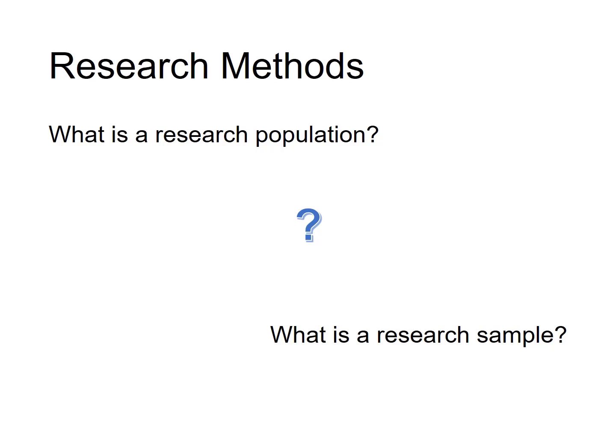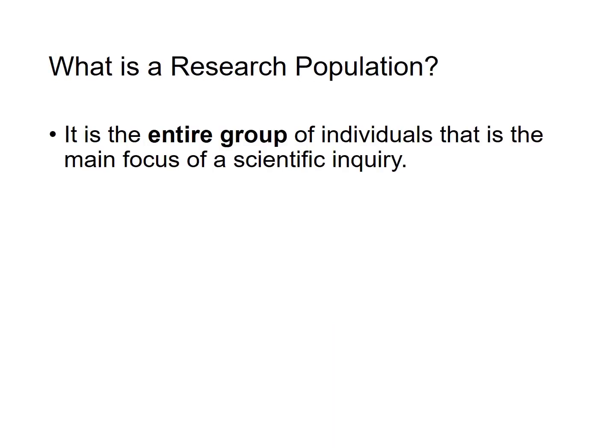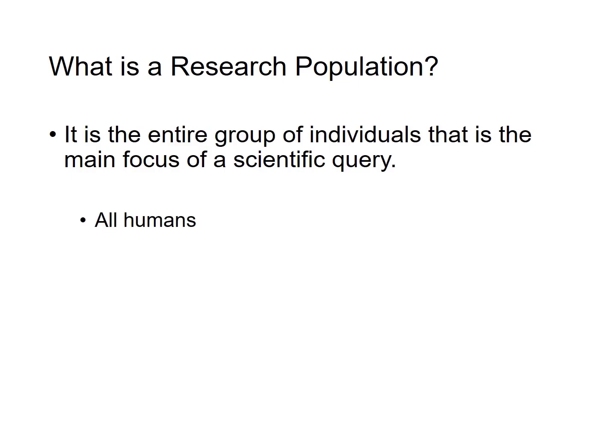You may have wondered, what is a research population and how is it different from a research sample? A research population is that entire group of individuals that is the main focus of a scientific inquiry. So, the researcher himself or herself gets to decide what is the big group that's being studied.